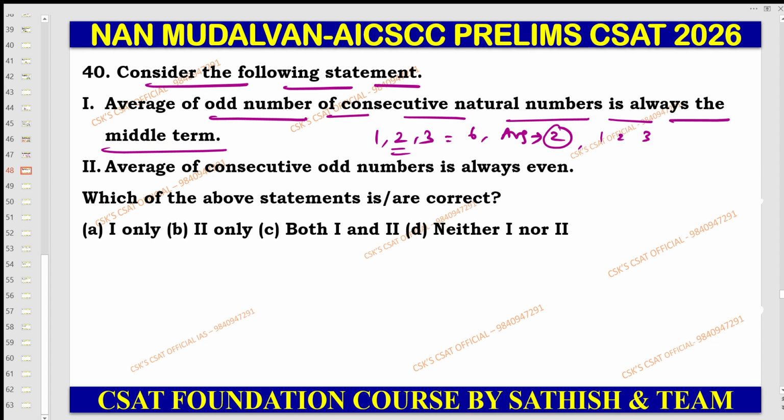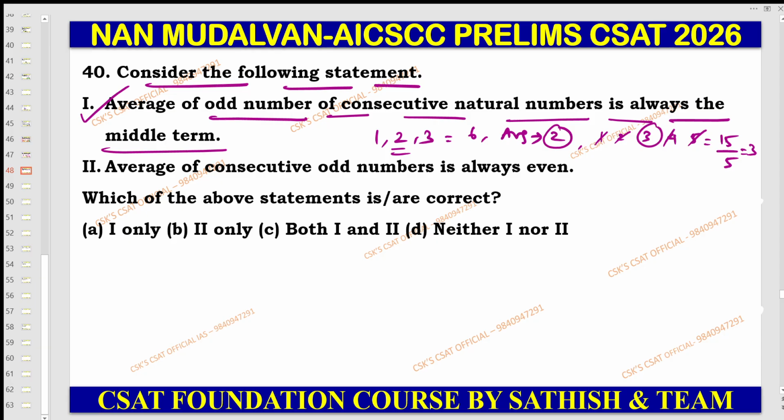Then 1, 2, 3, 4, 5. Average of odd number. Odd number of consecutive natural numbers. It is not mentioning odd consecutive natural numbers. Understood? There is a difference between the words here. Odd number of consecutive natural numbers. So here summation is 15. 15 by 5 is nothing but 3. Middle term. Yes sir, middle term. See here, middle term is nothing but the average. So this statement is right. Understood, everyone?